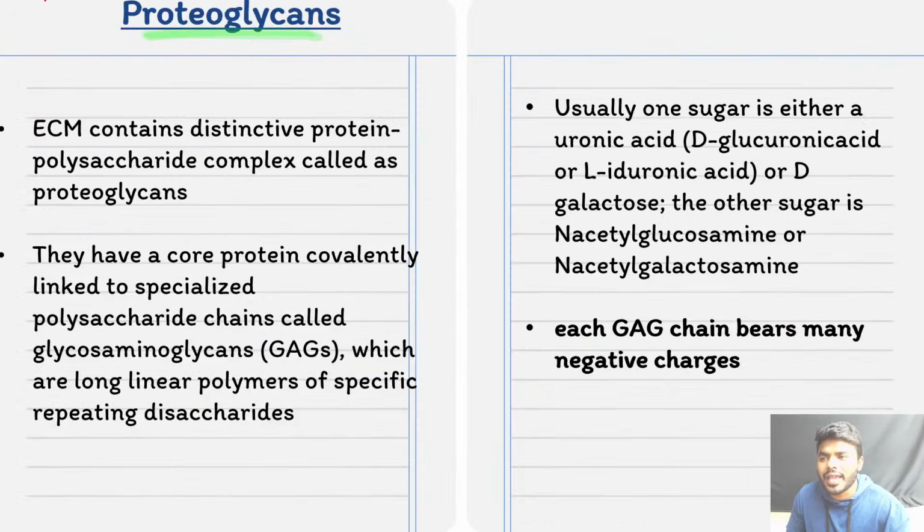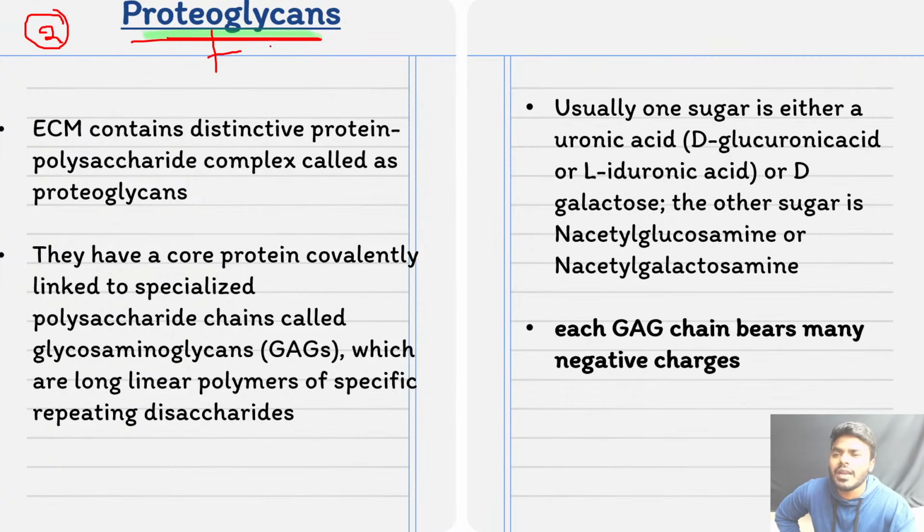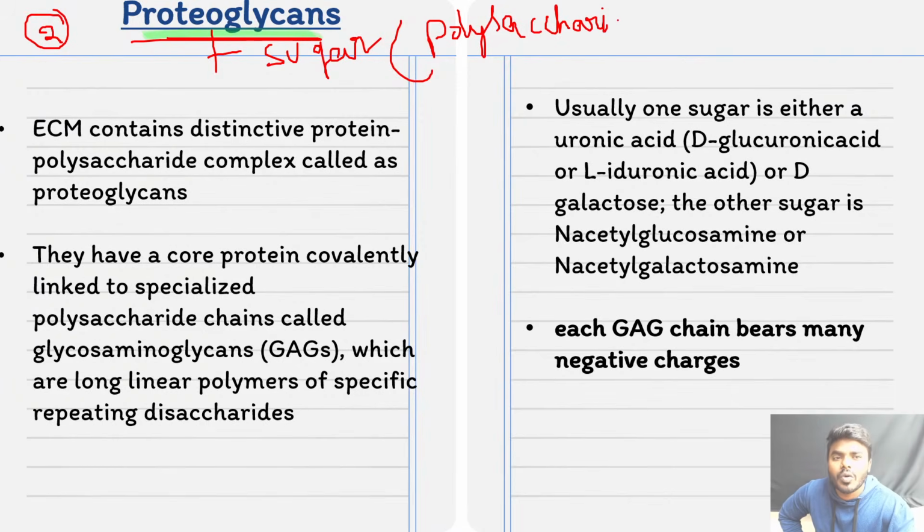Now the second type of ECM protein that we have to discuss is the proteoglycan. Friends, you can understand by the name itself, right? Proteoglycan means it is made up of protein plus sugar. Correct? I want every one of you to remember the names of the sugars that will be added to the proteins. Most of the time, friends, polysaccharides only will be added.